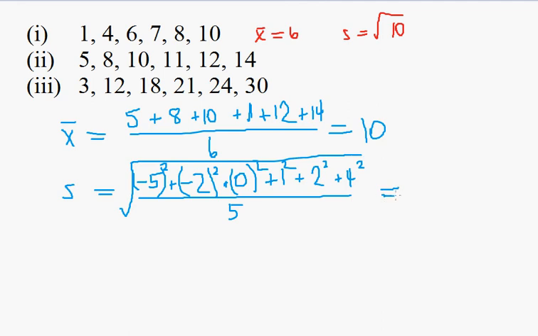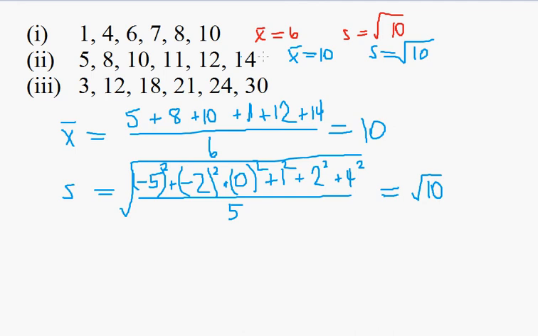Now if you notice, those are the exact same numbers that we had before, and so we'll get the exact same answers as before, 10. So for this one, x bar is equal to 10, while the sample standard deviation remains the same thing as square root of 10. Okay, now why did this happen? This happened because list number 2 is the same as list number 1, except that I've added 4 to all the numbers. 1 plus 4 is 5, 4 plus 4 is 8, 6 plus 4 is 10, 7 plus 4 is 11, 8 plus 4 is 12, 10 plus 4 is 14.